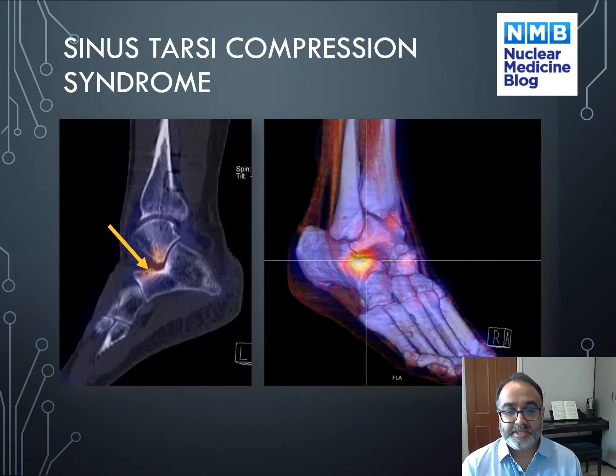And again, similarly, we can see increased uptake around the sinus tarsi. Now, we are seeing some degenerative changes there along the calcaneus in a site that isn't a joint. There isn't a joint there to be causing arthritic changes. So what we're seeing is sinus tarsi compression. So again, there may be an associated lateral hindfoot malalignment, but what we're seeing is chronic repetitive stress on the lateral side of the hindfoot, resulting in compression of the sinus tarsi.